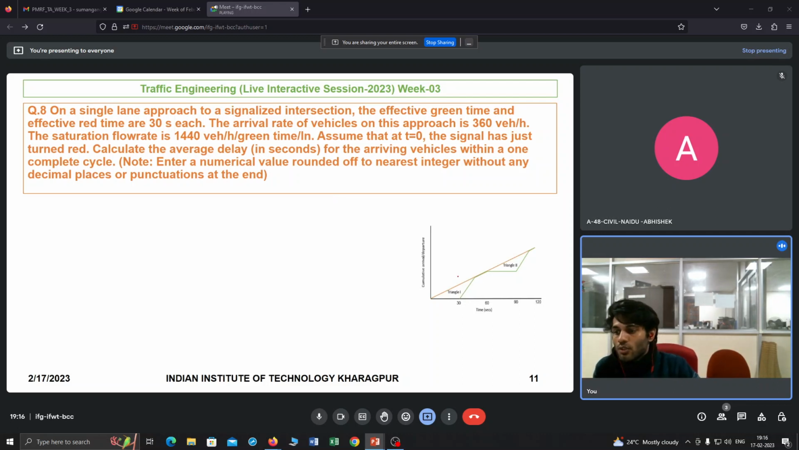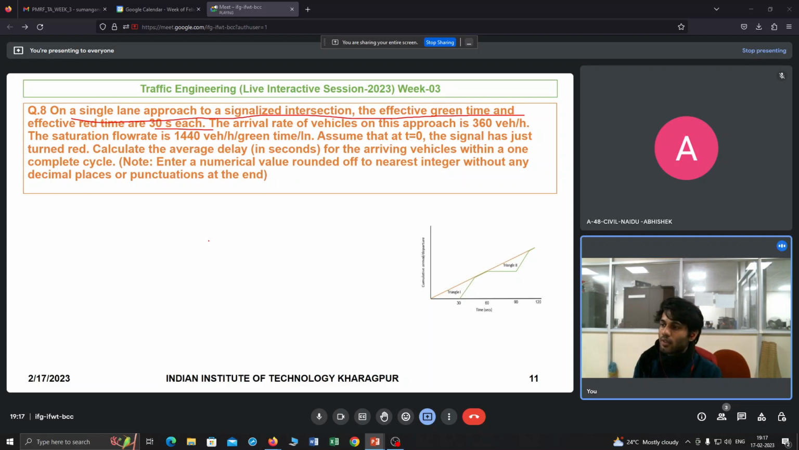So you see, this is the arrival curve and this is the departure curve. It's a signalized intersection, right? So 30 seconds is red, and then vehicles are dispatching at a particular dispatch rate, and then your arrival and departure are equal, and then again it is red and green like this, right? On a single lane approach to a signalized intersection, the effective green and effective red are 30 seconds each, so there is no yellow interval here.